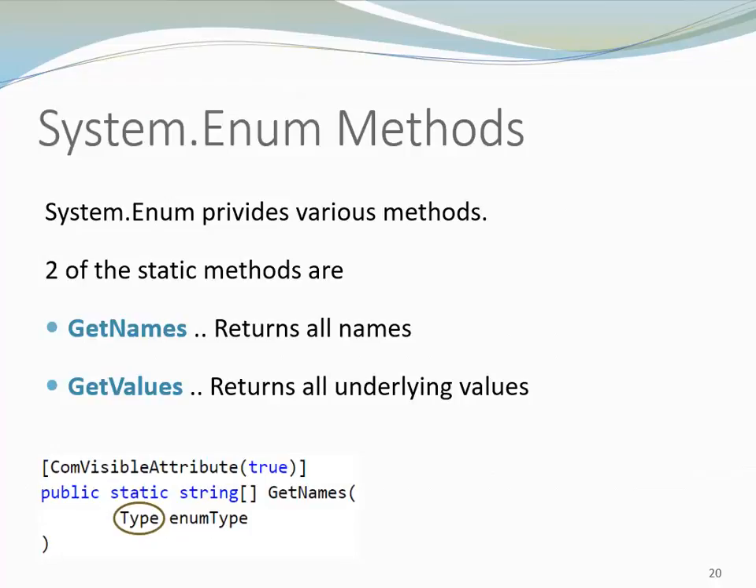Let's have a closer look at the method header. Notice it's a static method. It returns an array of strings. Those are all my different enum names. And it requires one parameter. My parameter has a type called type. So here I have to provide the type of my enum.